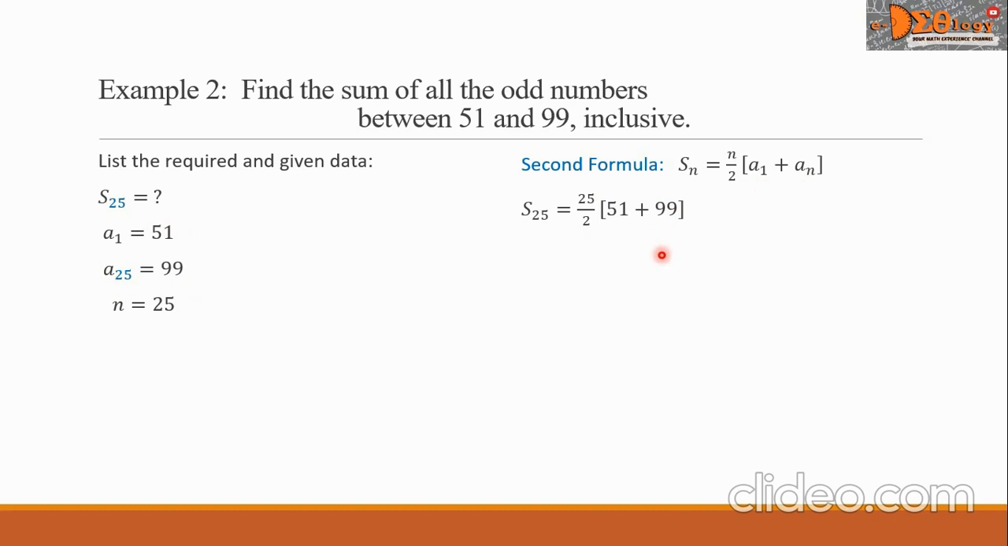Then let us simplify further. This 51 plus 99 is 150. And then let us cancel this 150 and the denominator 2. We will get 75 multiplied to 25. And the product is 1875. This is our S sub 25. This is our final answer.